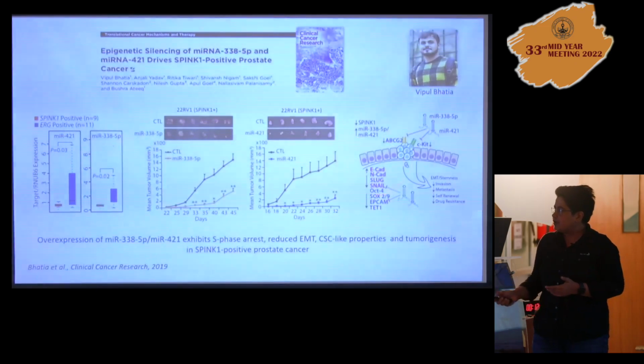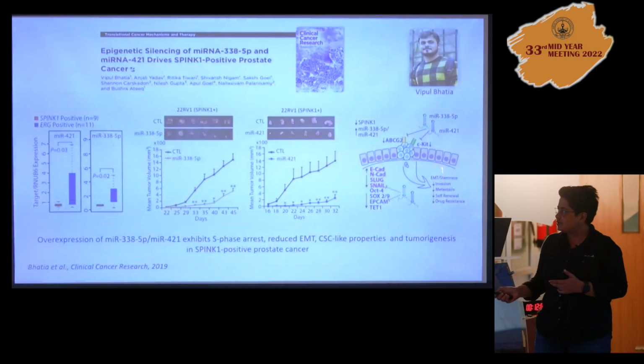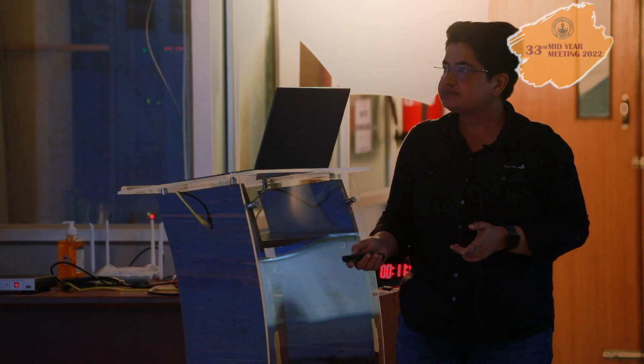And again, when we performed several oncogenic cell-based assays, we found there was a significant decrease in EMT and stemness, and probably the reason was that these 2 microRNAs, 421 and 338, do show binding on the 3' UTR of multiple genes such as ABCG2, c-KIT, and several other genes which play a critical role in EMT and stemness.